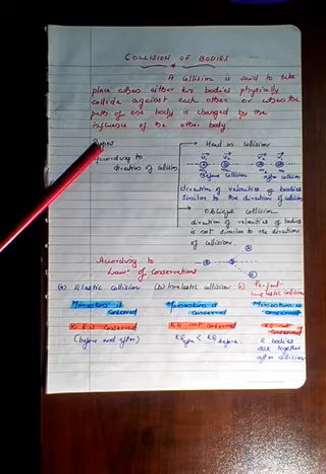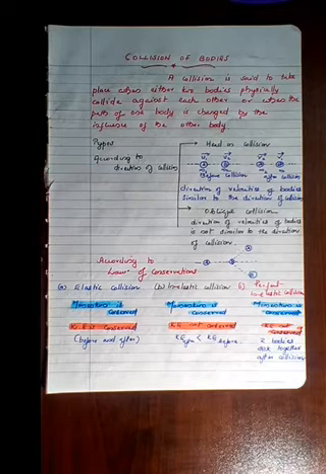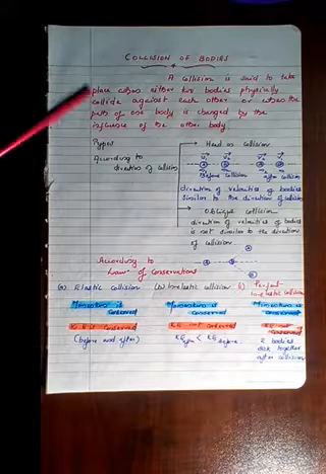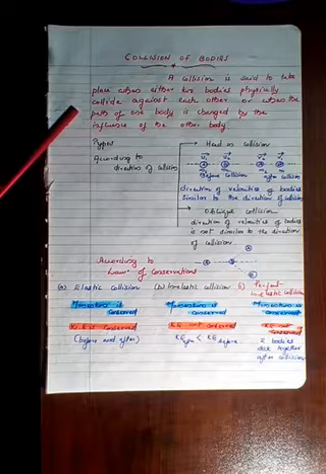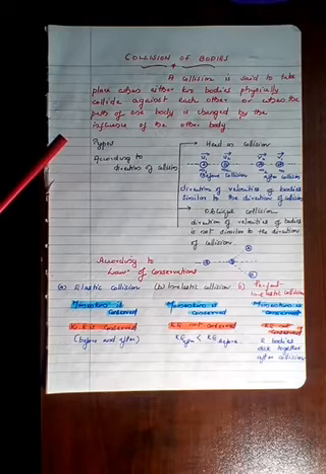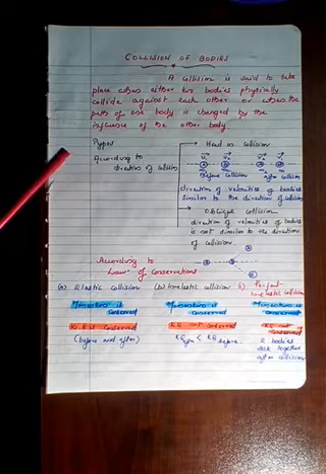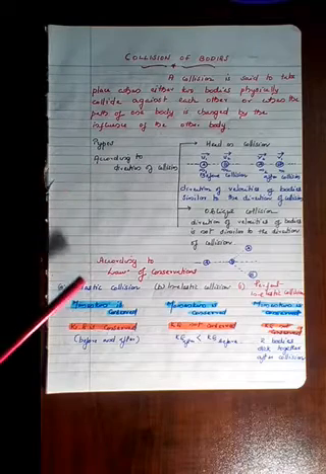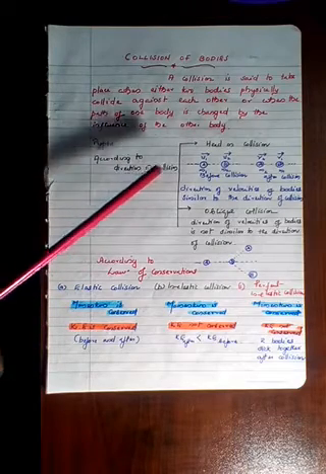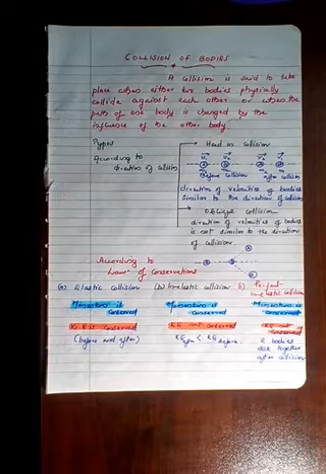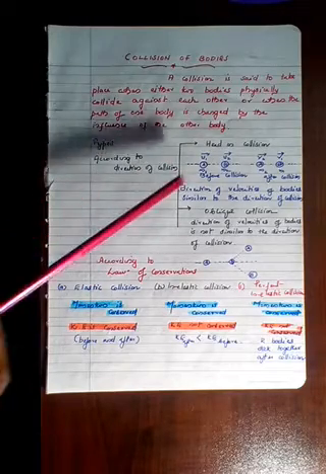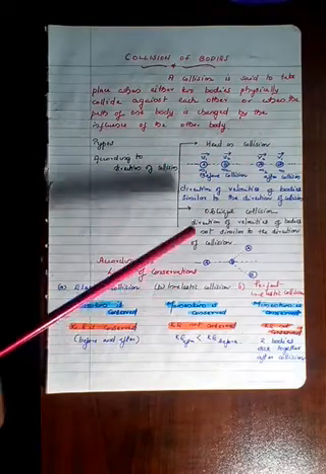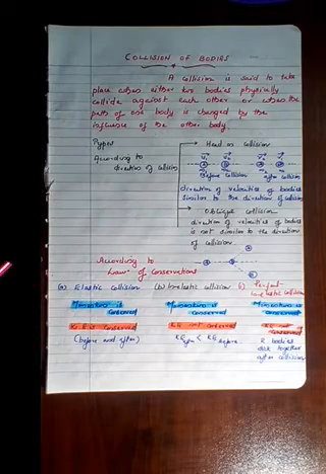Collision of bodies, a very important concept. A collision is said to take place when either two bodies physically collide against each other or when the path of one body is changed by the influence of the other. Keep in mind, we can divide collision of bodies into two categories according to the direction of collision: head-on collision and oblique collision. Look at the figures. If before and after collision it happens along a line, we call it head-on collision. At an angle, it is an oblique collision.